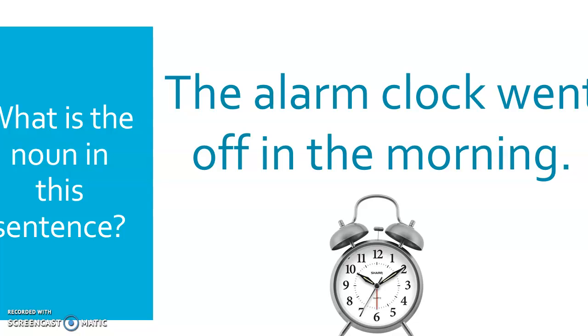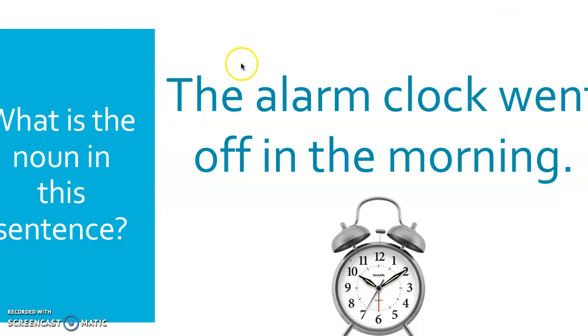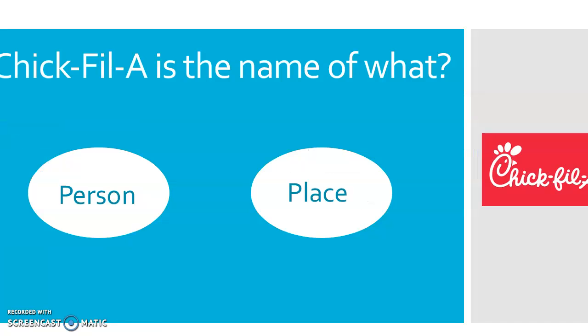Then what is the noun in this sentence? I just want to go over a few practice problems so you guys can get a hang of it before I send you off by yourself. What is the noun in this sentence? The alarm clock went off in the morning. I'm going to give you guys a few seconds. The answer would be alarm clock. The alarm clock went off in the morning. Basically, the alarm clock is a thing, so it is a noun in the sentence.